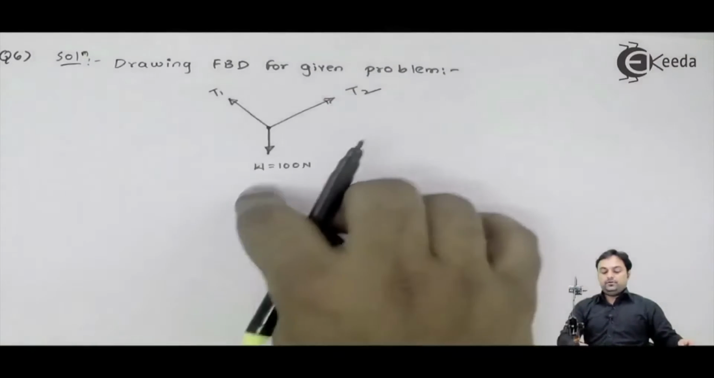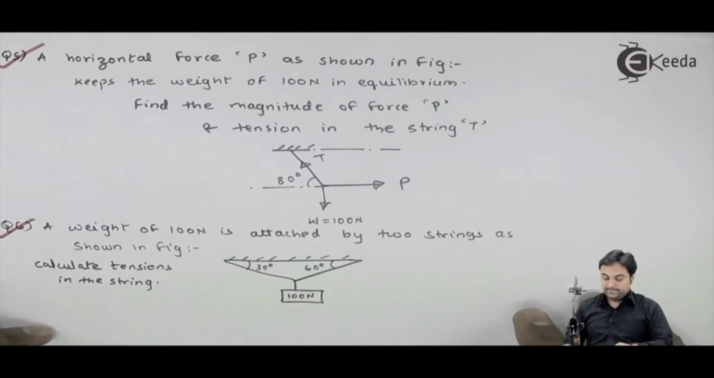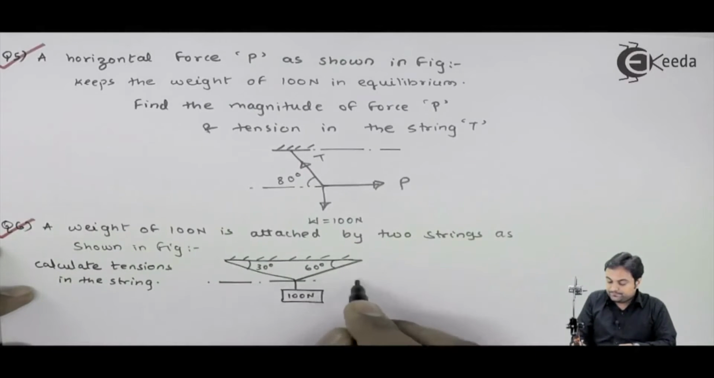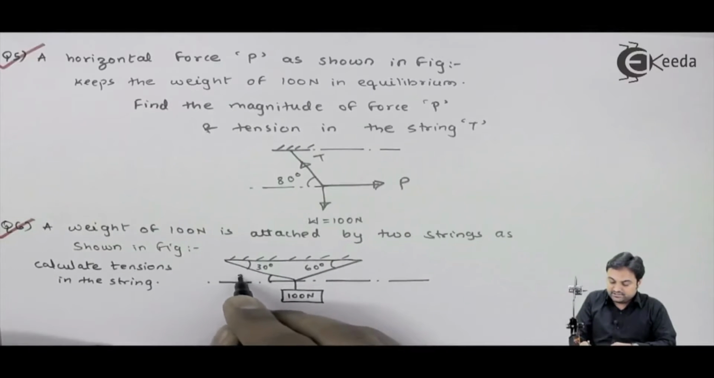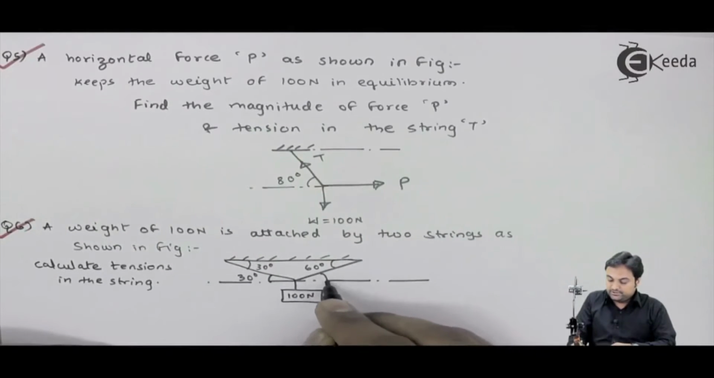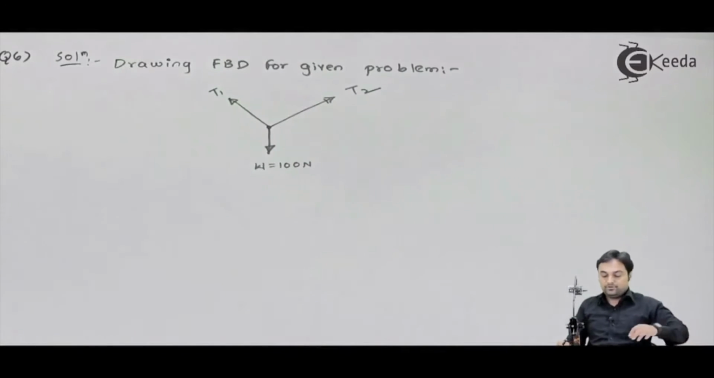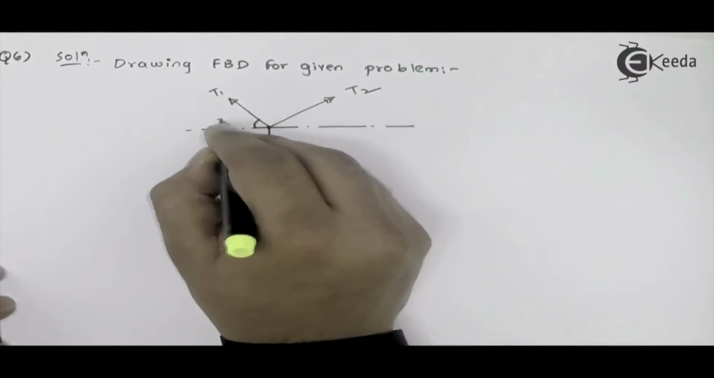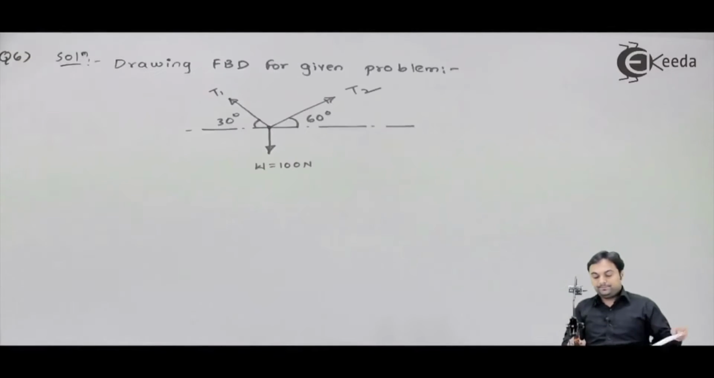Once I have located the forces, now I can find the angle between them. See, if I draw this horizontal line, here I have marked T1. So T1 is inclined at 30 degree with horizontal. T2 is inclined at 60 degree with horizontal because of alternate angles. So I have marked 30 degree and 60 degree as alternate angles.